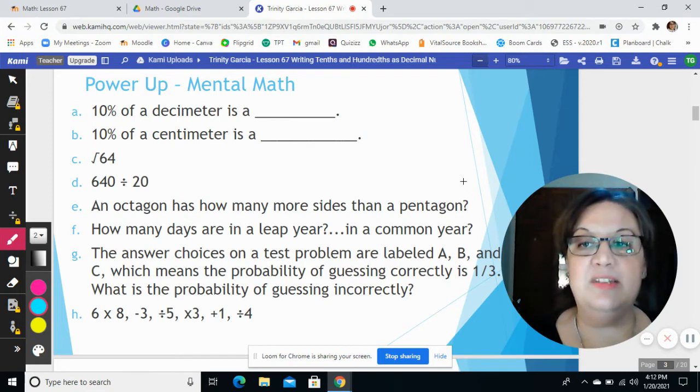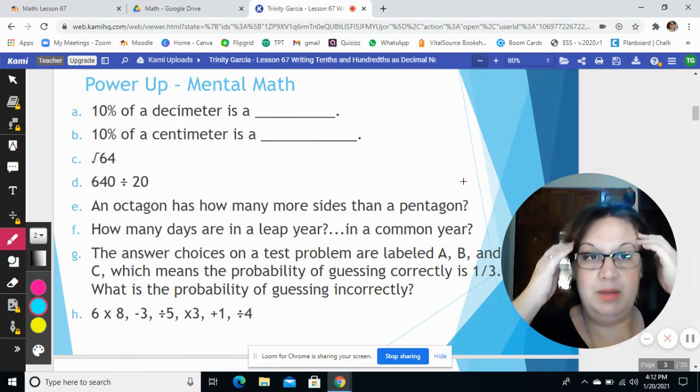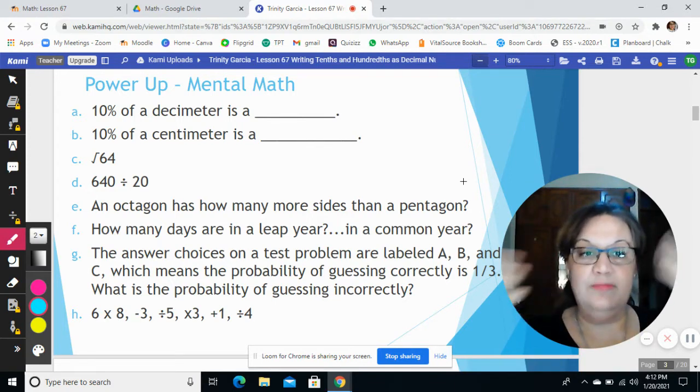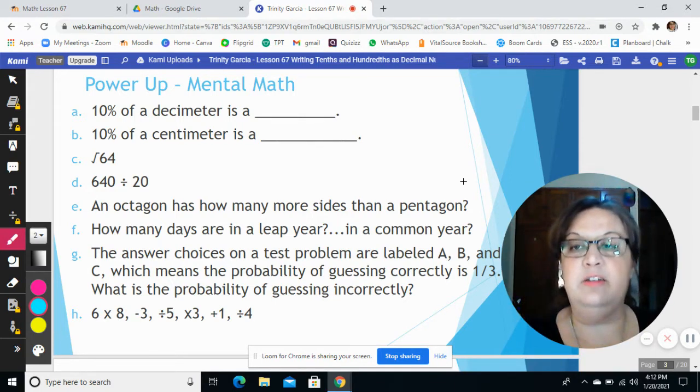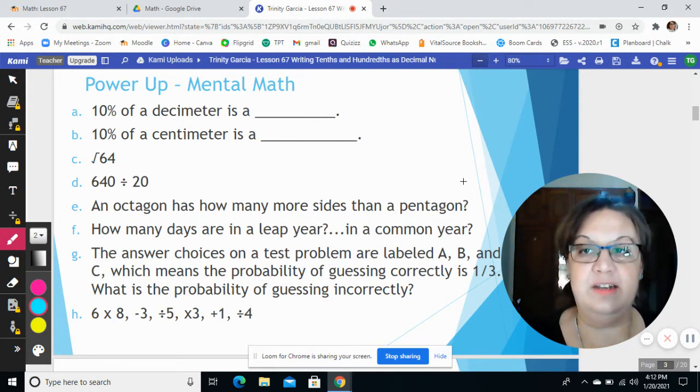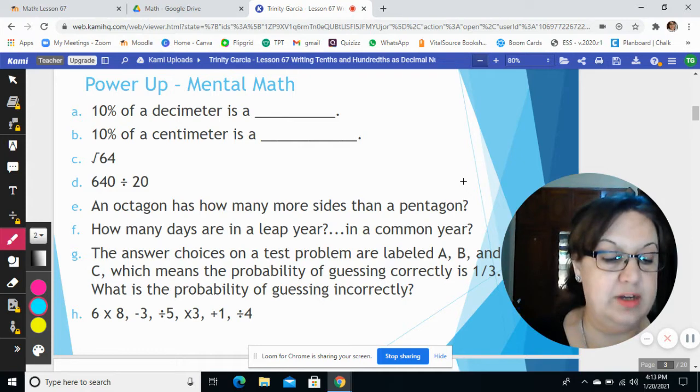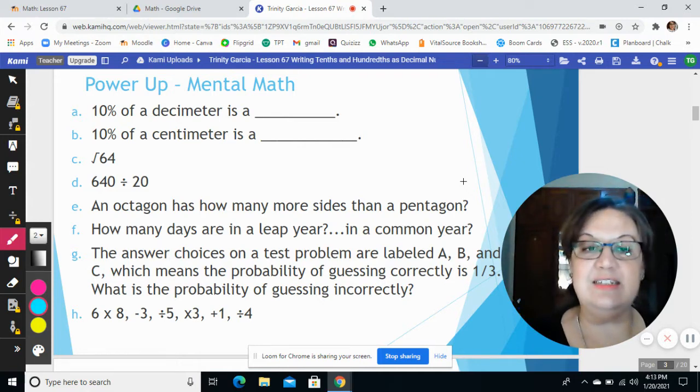Letter B, 10% of a centimeter is a millimeter. Remember, we need to be able to remember those things because it's going to help us convert measurements. We need to know that they are 10% of each other. Letter C, remember that that sign is the square root. So it's asking you what is the square root of 64? And the square root of 64 is what you're going to write for letter C.